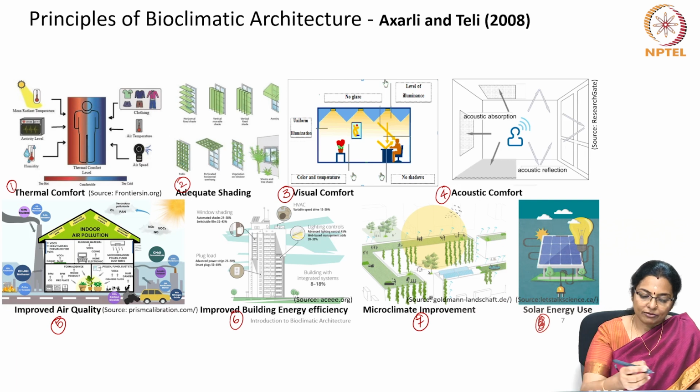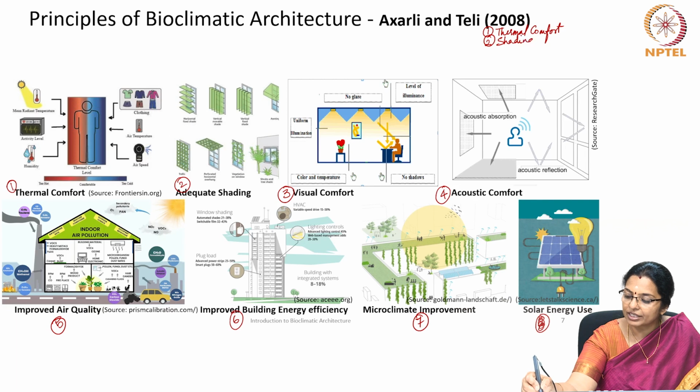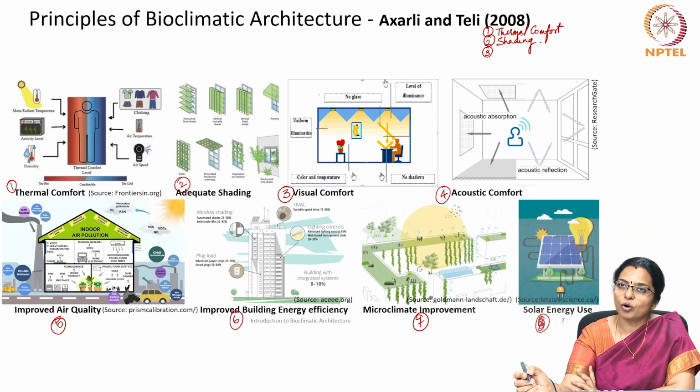I repeat, first is the thermal comfort. The 8 principles of bioclimatic architecture, they are thermal comfort, adequate shading of fenestration. It means allowing adequate or appropriate amount of sunlight inside the building.